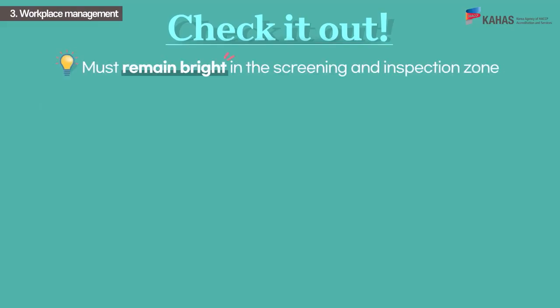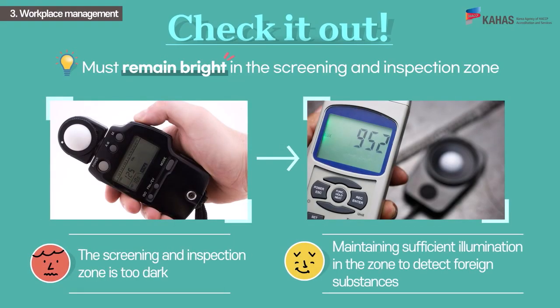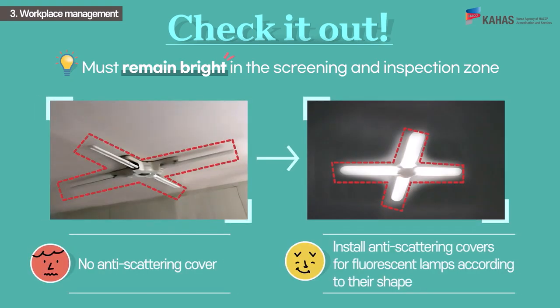Check it out. For the screening and inspection zone, please maintain an illuminance of 540 lux or higher so that cross-contamination of food, etc. can be checked. Install protective covers in lighting facilities to prevent scattering.